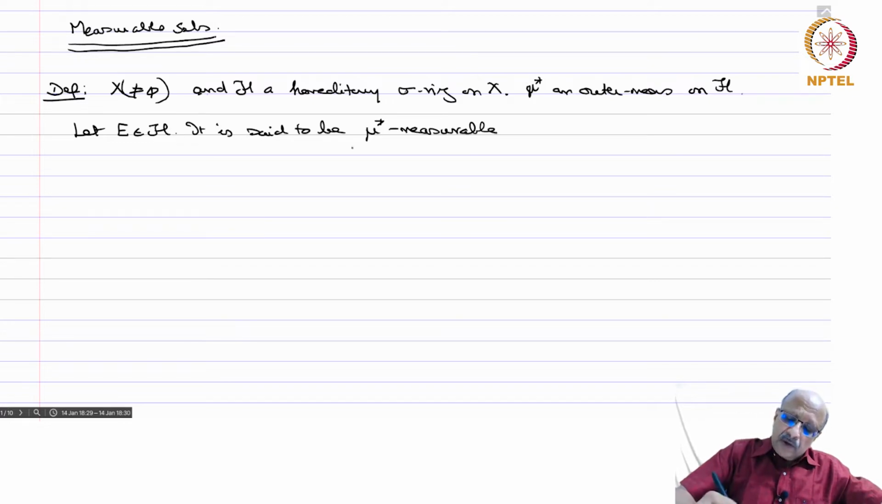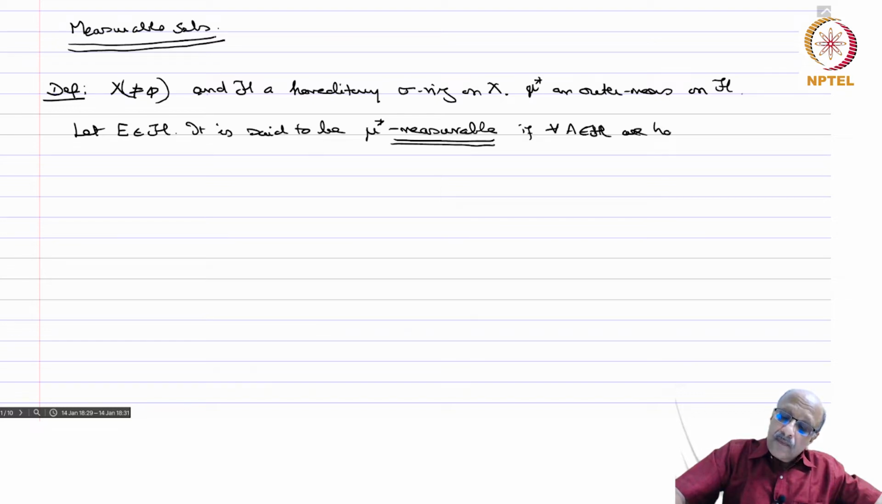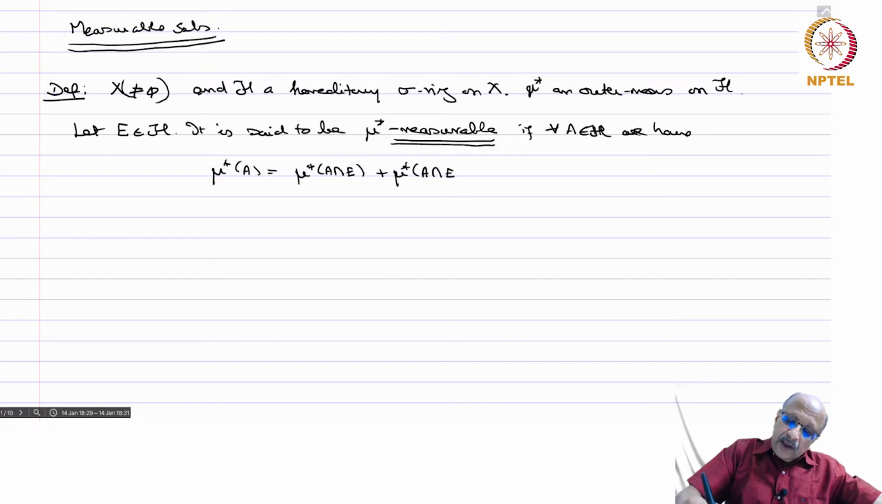We want to say measurable, but we want to say with respect to what outer measure, and therefore we say mu star measurable so that we have no confusion. So it's mu star measurable if for every A in H we have mu star of A is mu star of A intersection E plus mu star of A intersection E complement.